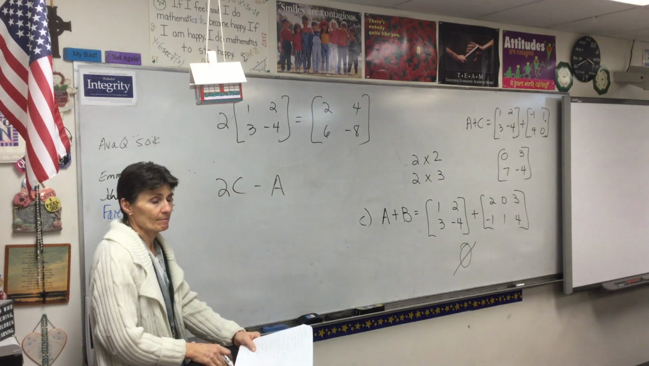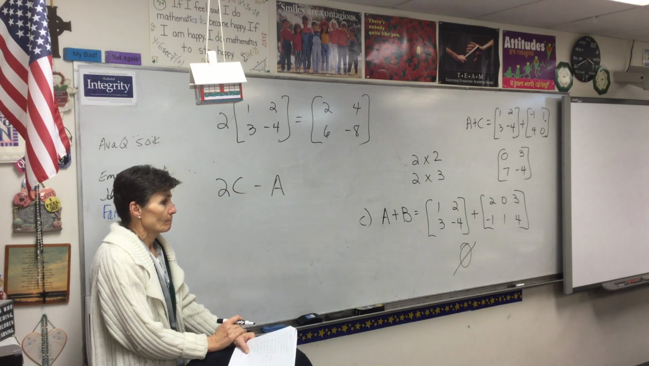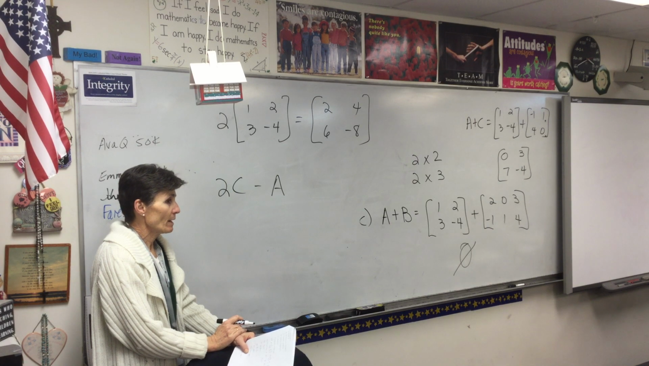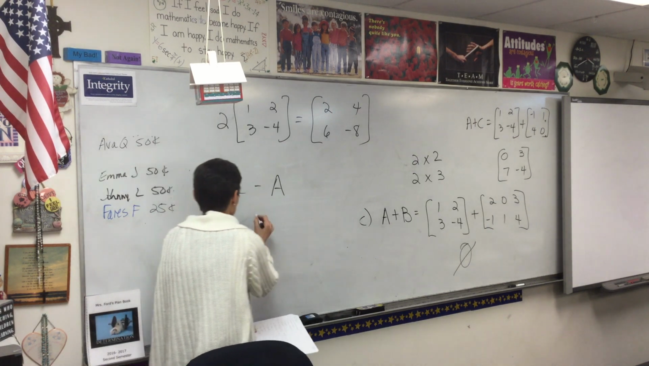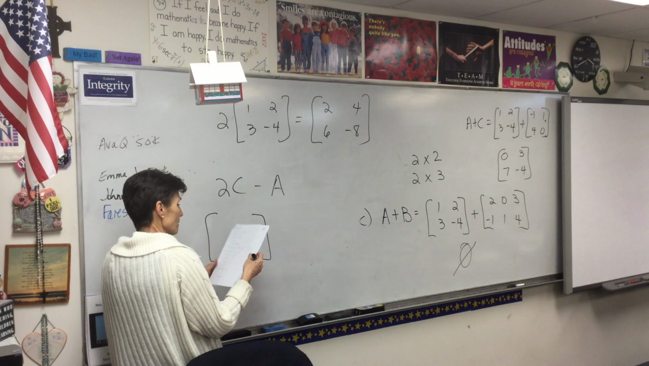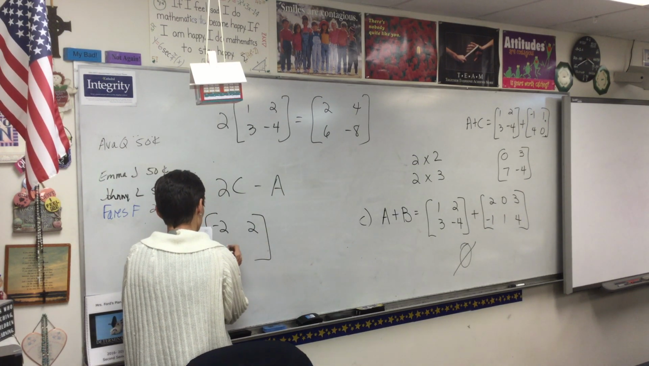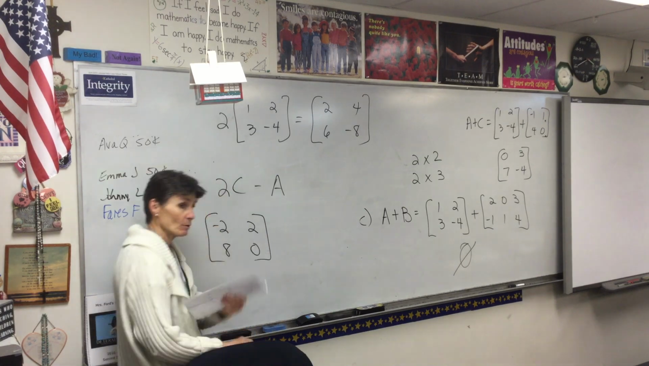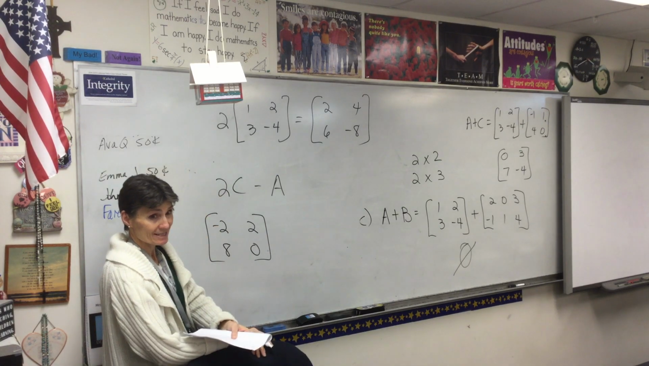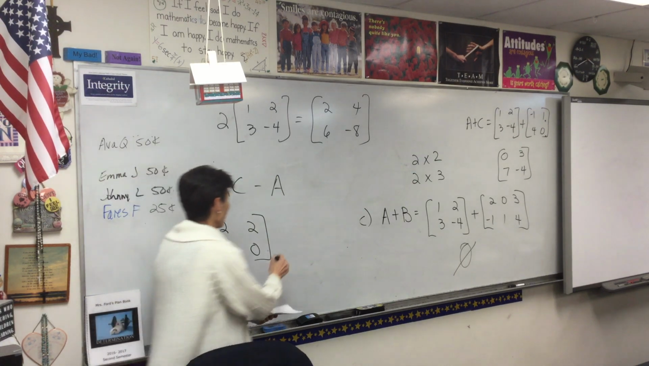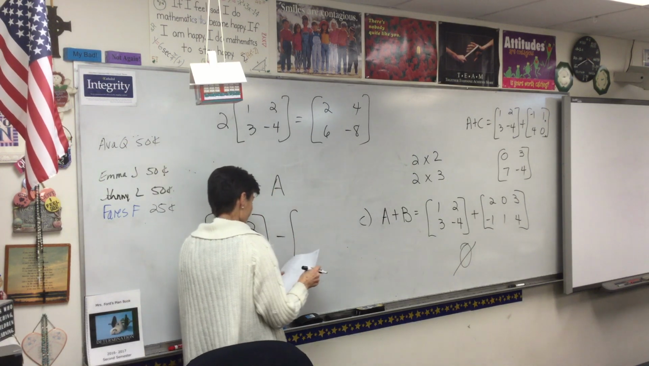2C minus A. All right, now wait a minute. I need to do 2C first. What will 2C be? Negative 2, 2, 8, and 0. Everybody okay with that? That's 2C. Now I'm going to subtract A.